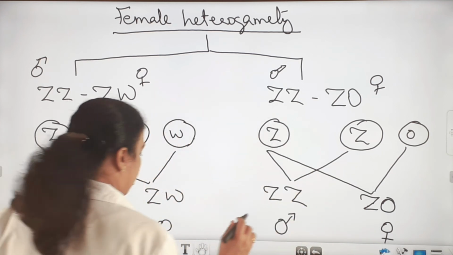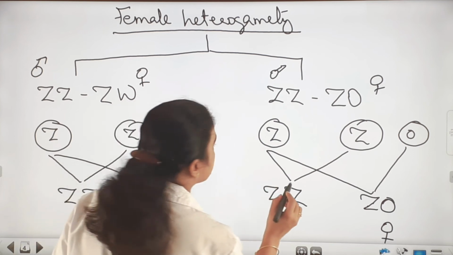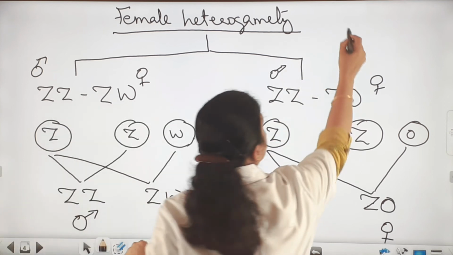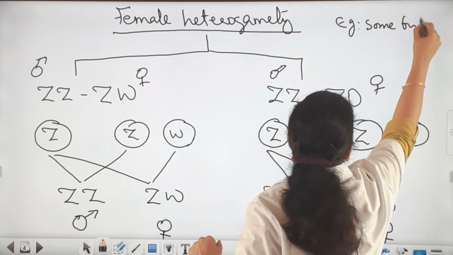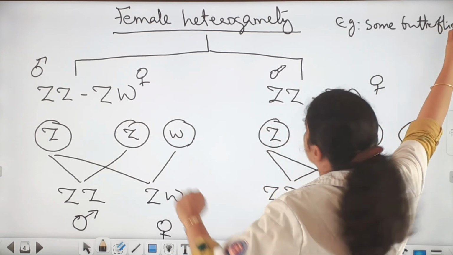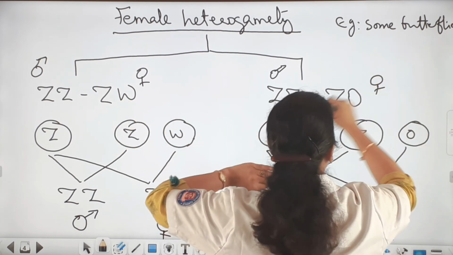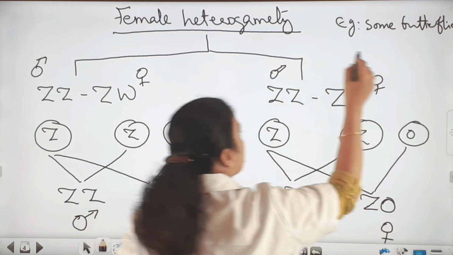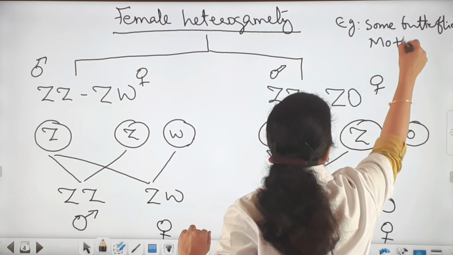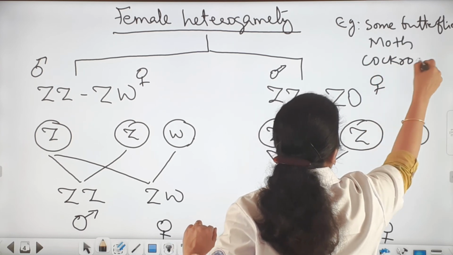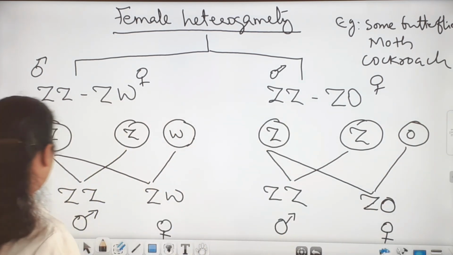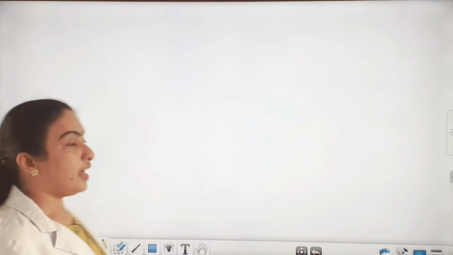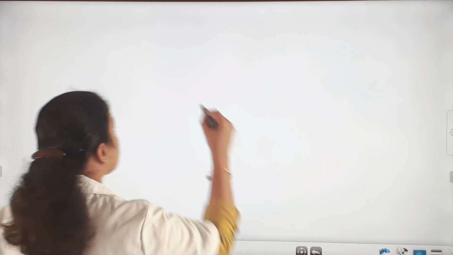And here also we can write examples. Most of the butterflies are showing ZW, but some butterflies are showing Z0 type, and moth, cockroach, etc. Is it clear? Now we can see the next area, a peculiar case of sex determination mechanism in honeybee.